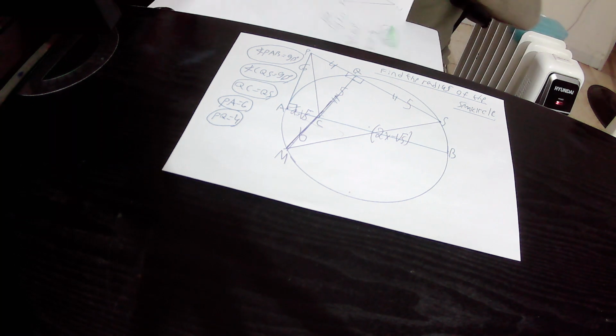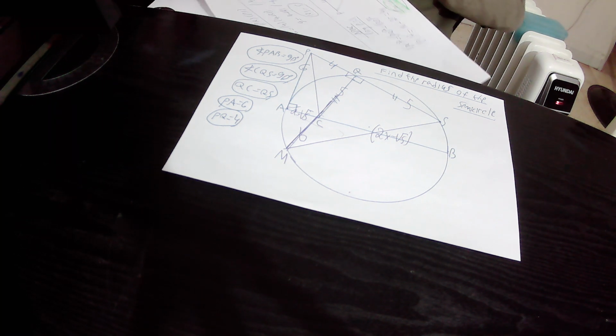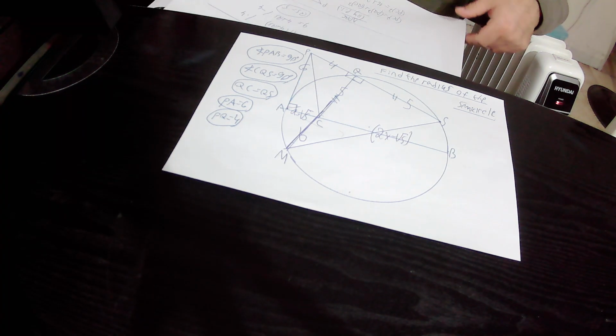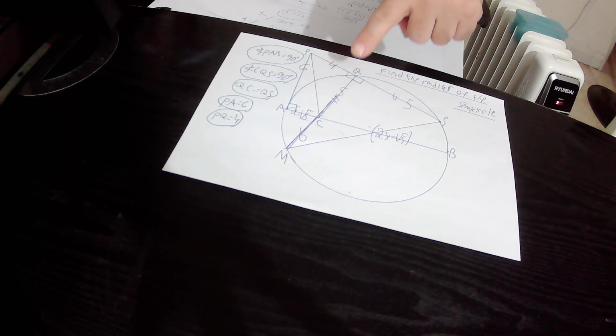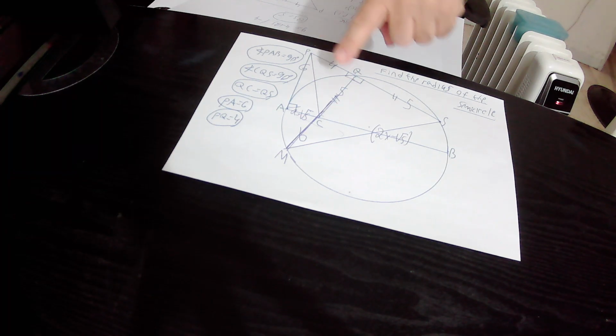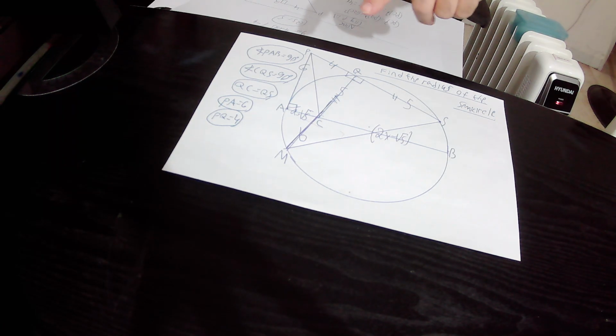QS equals 5, therefore QC also equals 5. Then we join points P and C together by a straight line. By joining points P and C, we created a triangle PQC.